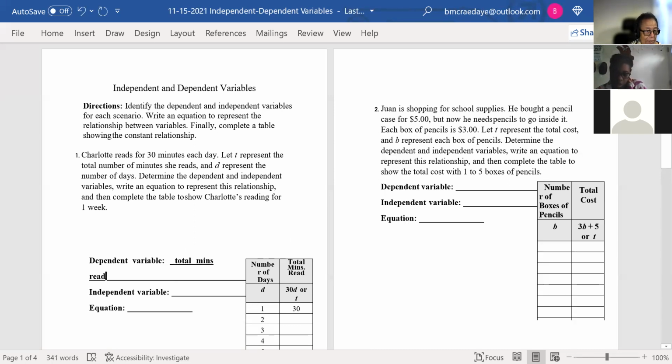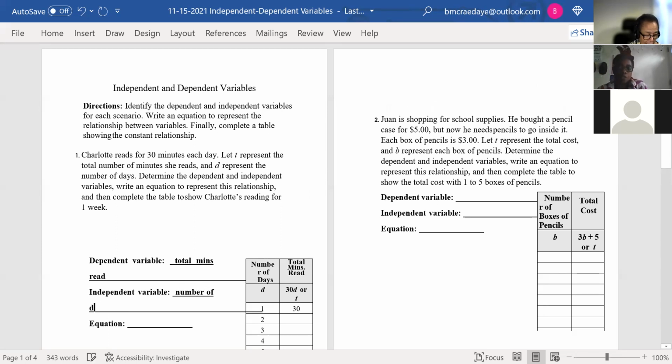And what is that dependent upon? The number of days. Now, the equation then would be what?